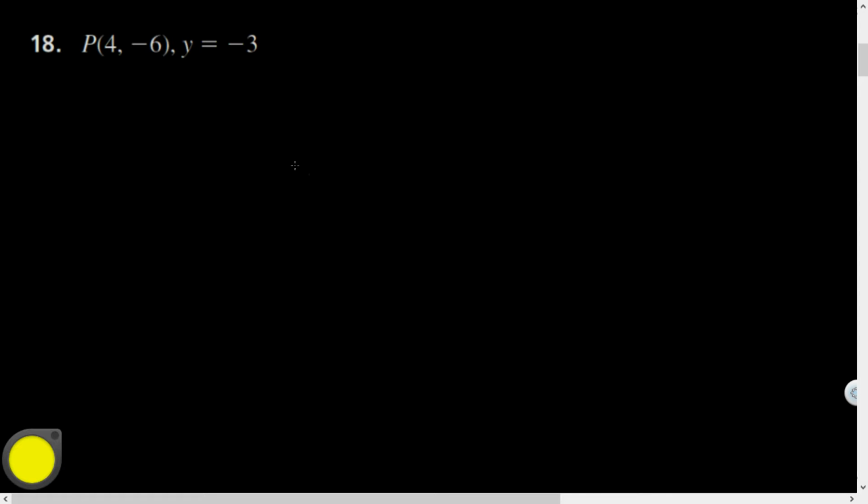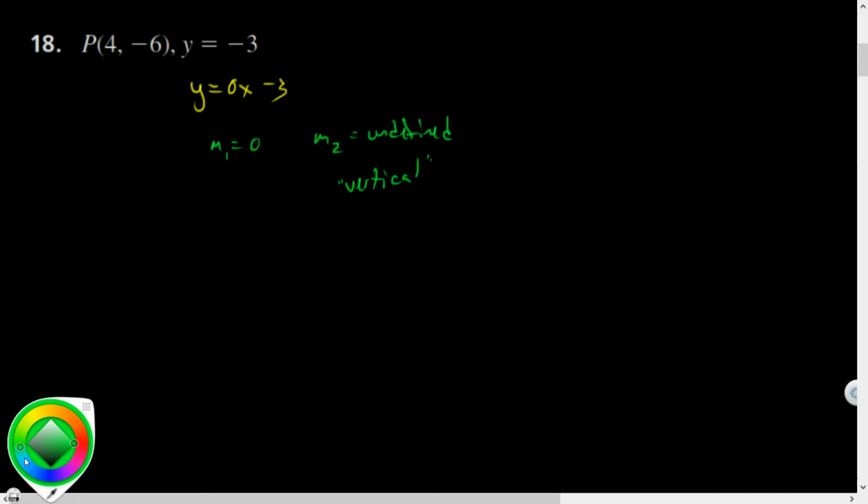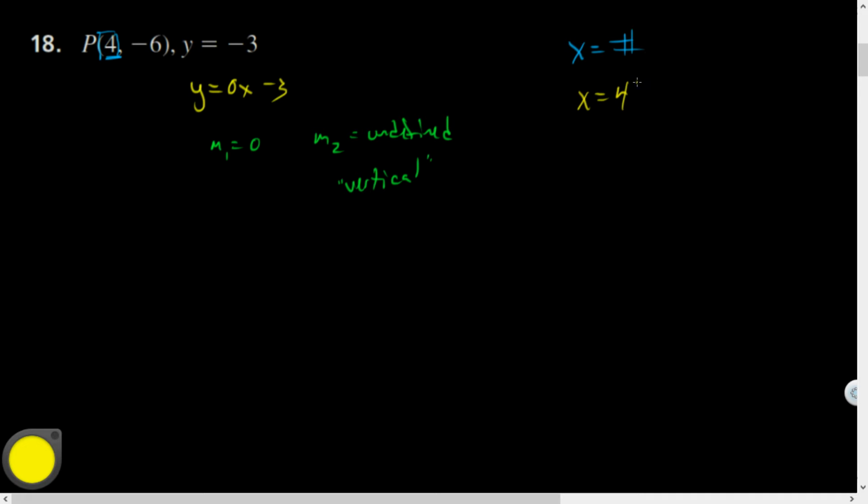So the slope of this line, I could rewrite that as y equals 0x minus 3. Right, so their slope is 0. Our slope is undefined, which means it's a vertical line. Okay, and vertical lines are going to be of the form x equals some number, where that number is going to be the x-coordinate of any point on that line. So the vertical line to this one that passes through that point would just be x equals 4.